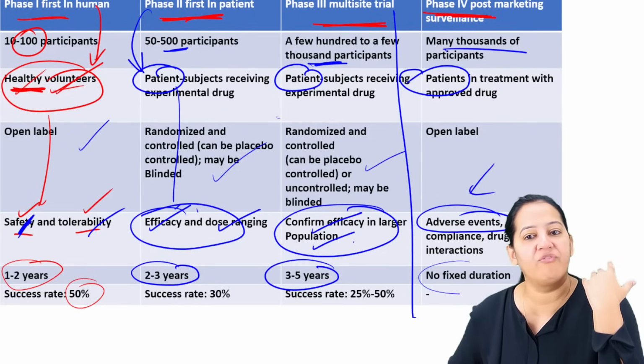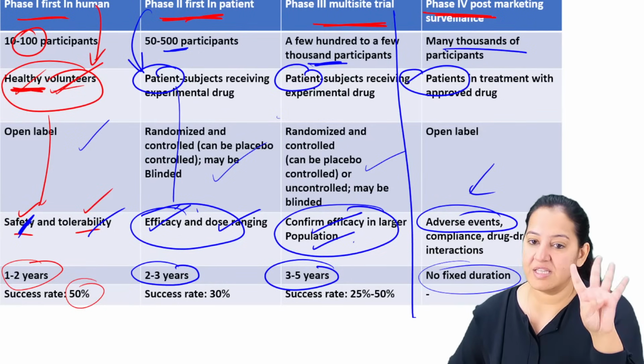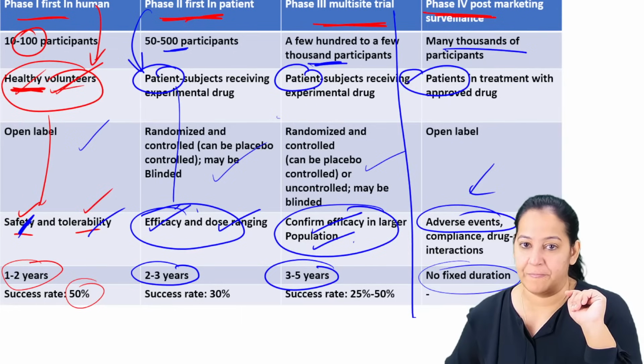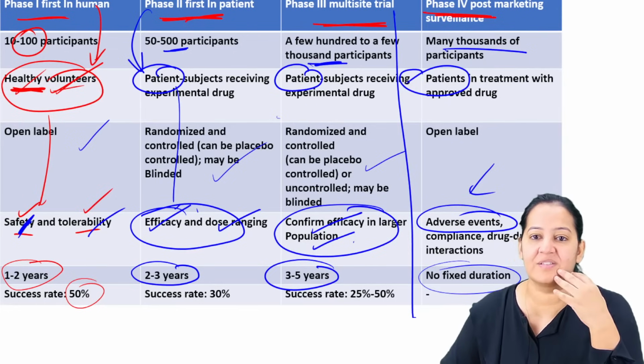For years, there is no fixed duration. So these are the 4 phases. You may have seen that for the COVID vaccine, we made an exception. The COVID vaccine was created in just 10 to 11 months.